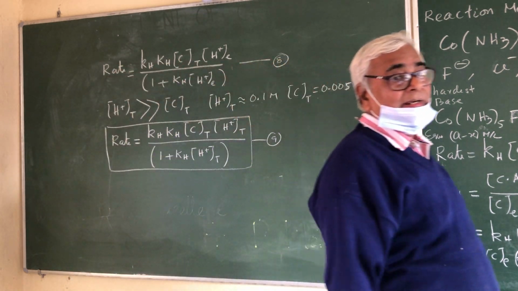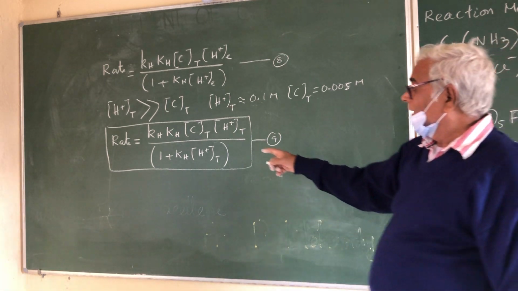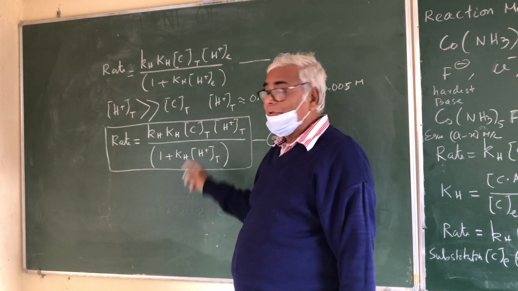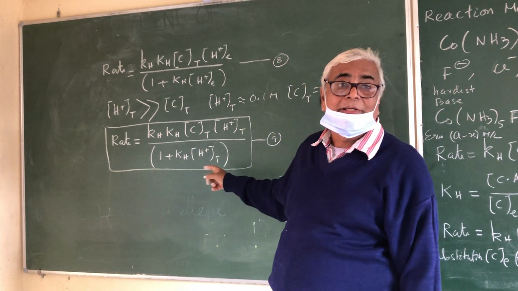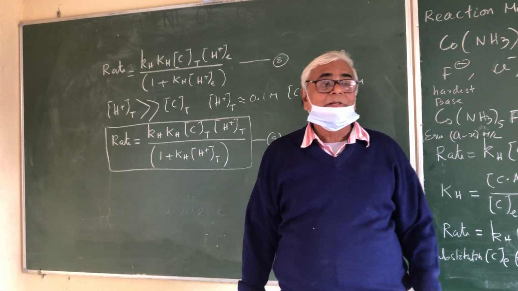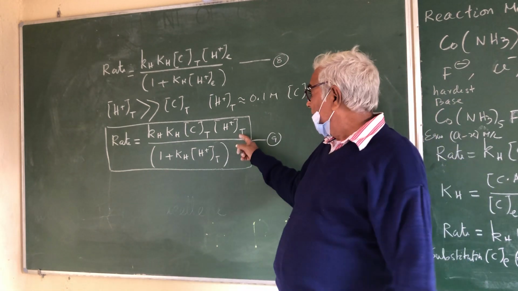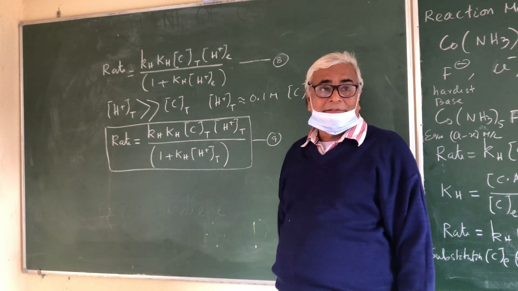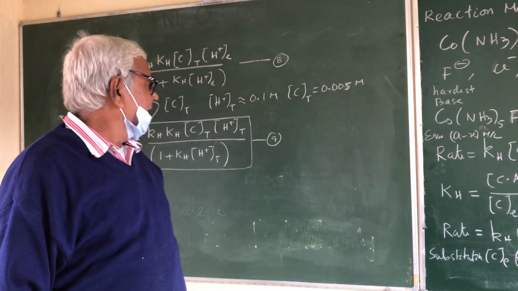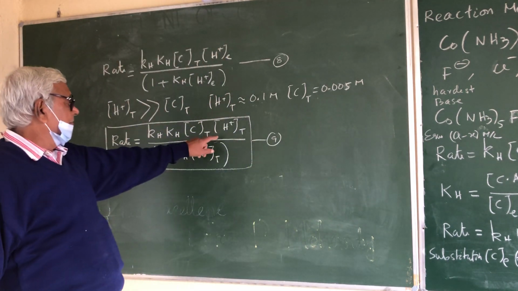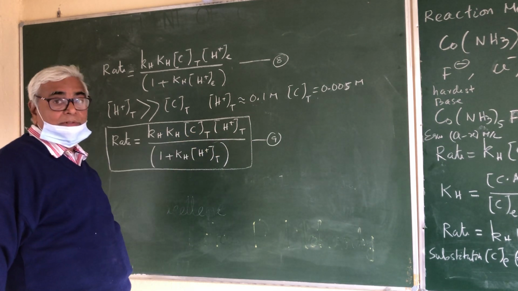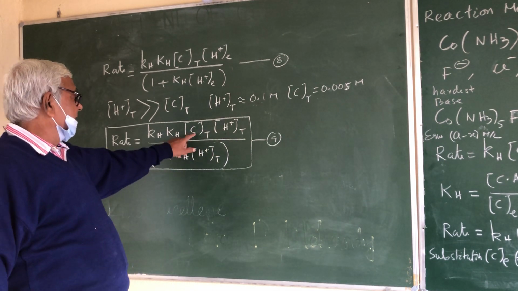So what does this rate law indicate? The reaction will show first order dependence in complex total, because there is no complex total term in the denominator. In the numerator you have one complex total term, and in the denominator you have none. And the reaction will show fractional order dependence in hydrogen ion concentration. If this rate law is valid, the reaction will show fractional order dependence in hydrogen ion concentration and unit order dependence in complex total.